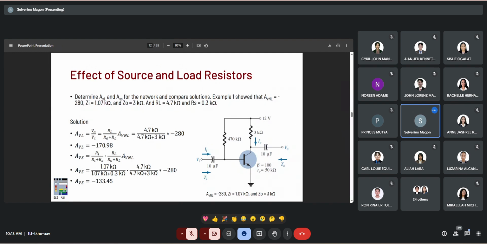The source effect naman is the loaded voltage gain times the voltage divider factor considering RI and RS. So the negative 280 voltage gain was reduced to negative 170 with the loading effect, and with the source effect was reduced even further to negative 133.